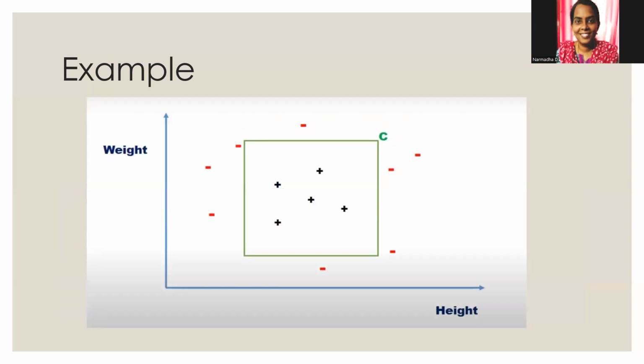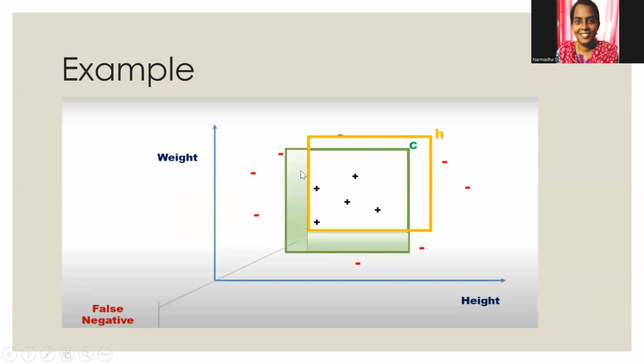Say for example, C is the concept, which is the actual boundary. Based upon the height and the weight of the person, based upon the box aligned hypothesis, those data points that are lying within the hypothesis we consider as positive, and those data points that are outside the bounding box we assume as negative.